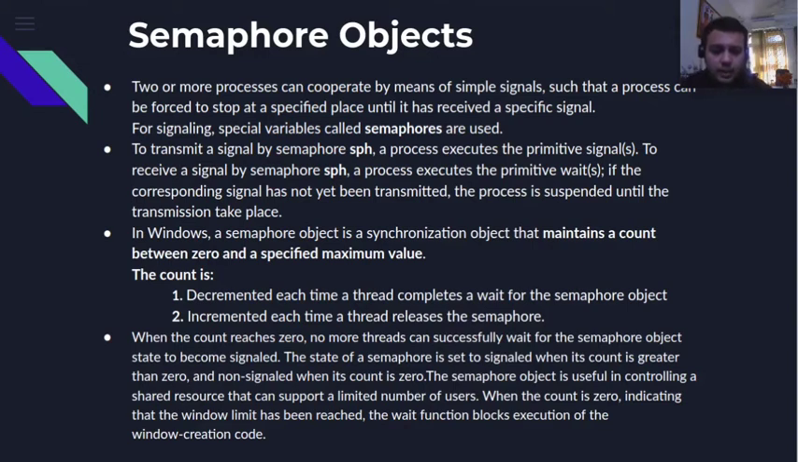In Windows, a semaphore object is a synchronization object that maintains a count between 0 and a specified maximum value. The count is decremented each time a thread completes a wait for the semaphore object, and incremented each time a thread releases the semaphore. When the count reaches 0, the state of the semaphore object is set to non-signaled, and when the count is greater than 0, the state of a semaphore is set to signaled.